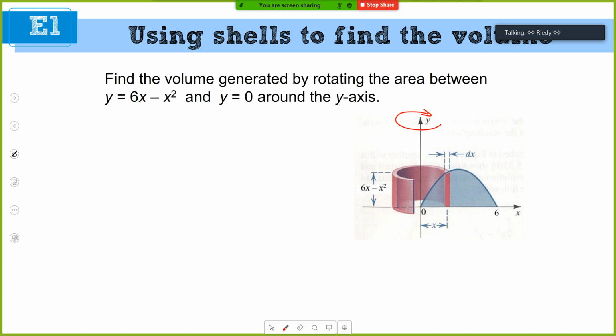Why am I doing it as a shell? Because we're talking about shells. Could I do this as a washer? Yes. The problem is, if I do it as a washer, I would have a horizontal rectangle. And if the rectangle is horizontal, do I work in y's or x's? Y's, which means I would need to solve this function for x. I don't know how to do that. So it kind of forces me into using a shell.